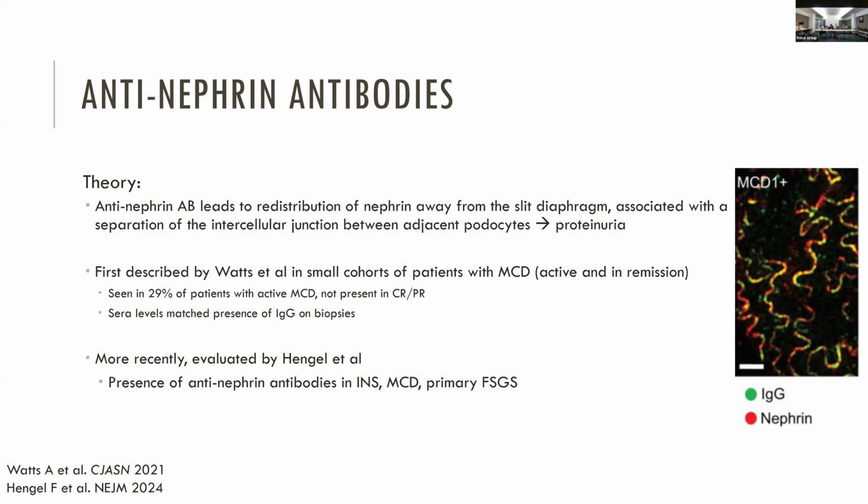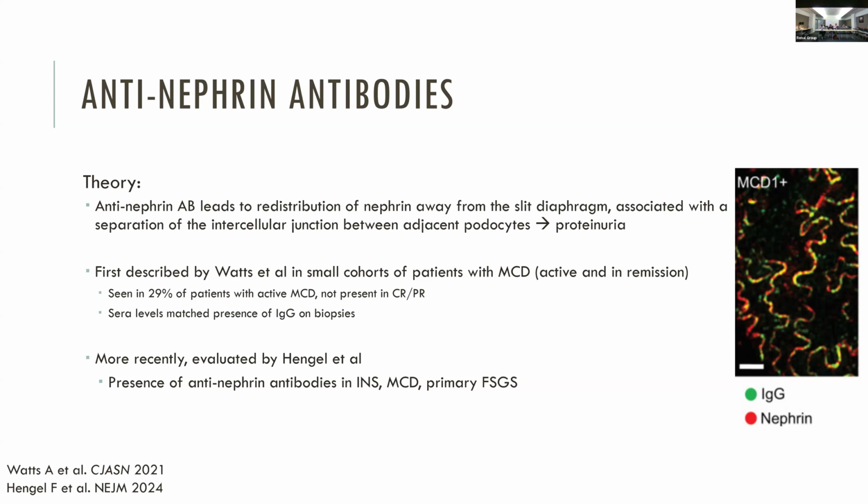And then also because whenever we look at these biopsies of minimal change, the IF, there's not any immune complexes, but there is a little bit of IgG in the background, and they always thought that this was just inconsequential. But then they're like, wait, what actually is that IgG? What is it doing there? And so the theory was that anti-nephrin antibodies or this IgG might lead to redistribution of nephrin away from the slit diaphragm, leading to separations of the intercellular junction between adjacent podocytes, causing proteinuria.